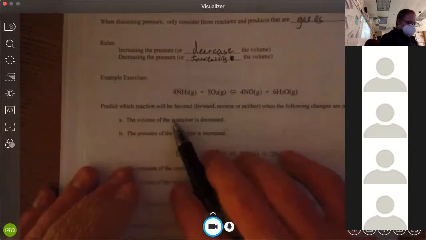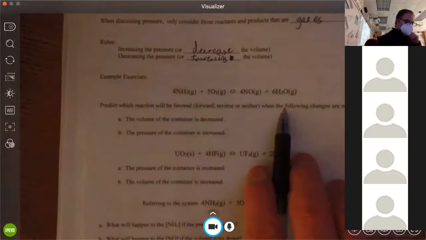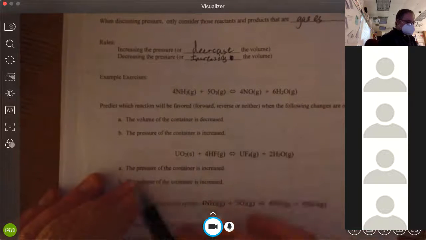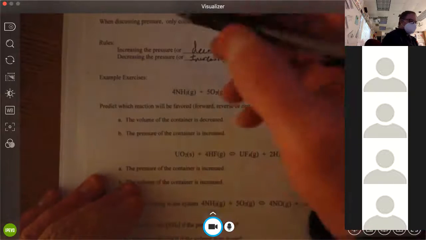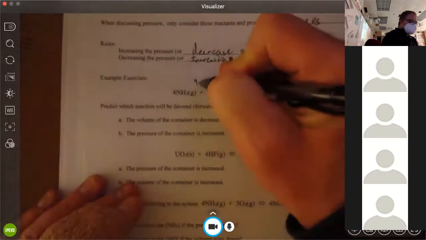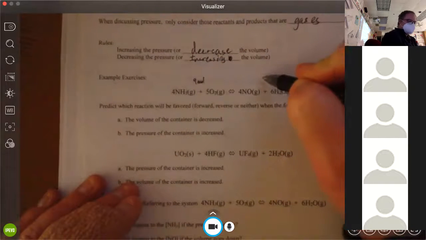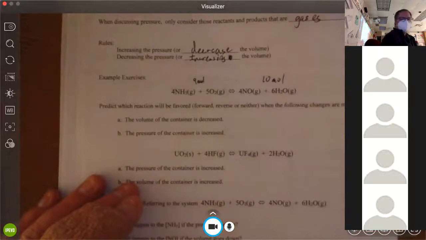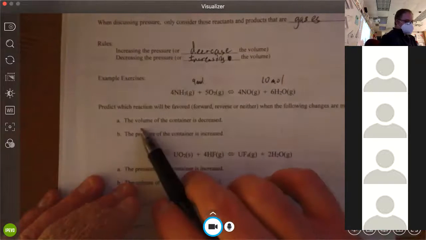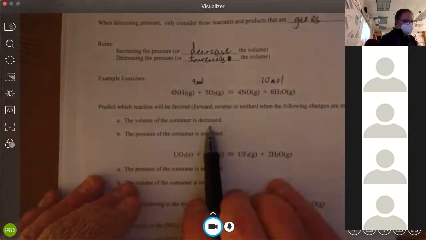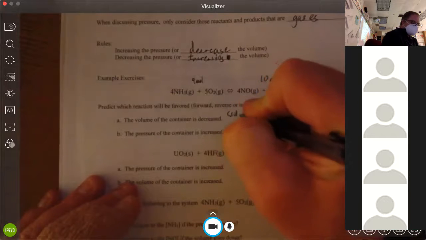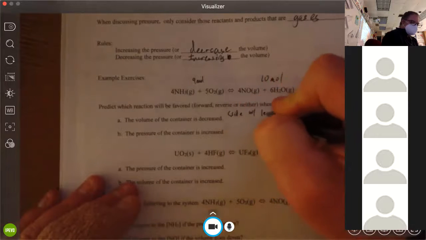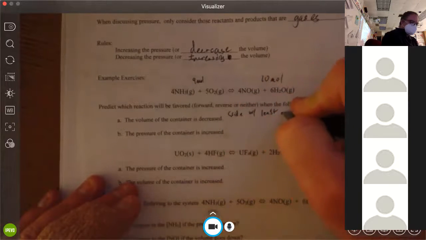Predict which reaction will be favored, forward, reverse, or neither when the following changes are made. The volume of the container is decreased. Well, if we take a look here, we have 9 moles, and here we have 10 moles. So the volume of the container is decreased. This will favor the side with the least moles.